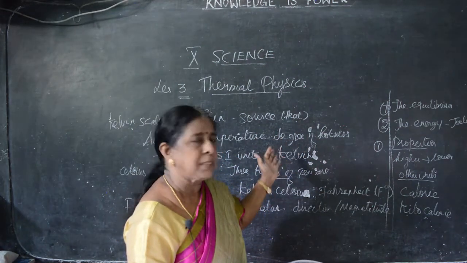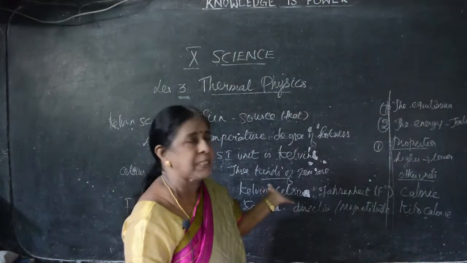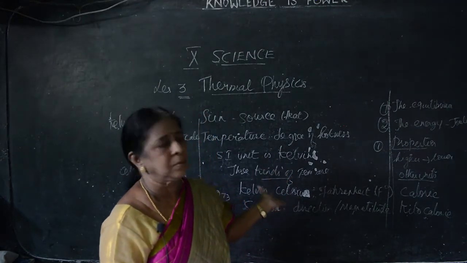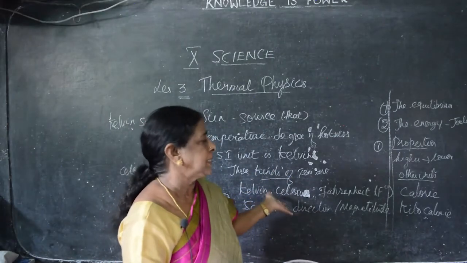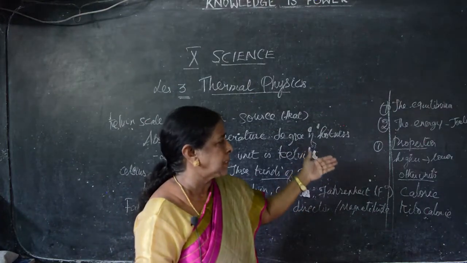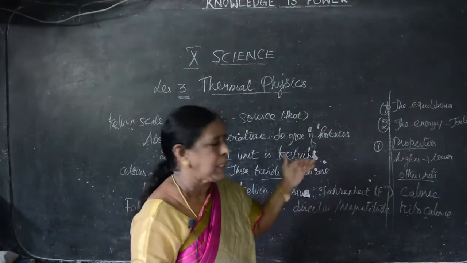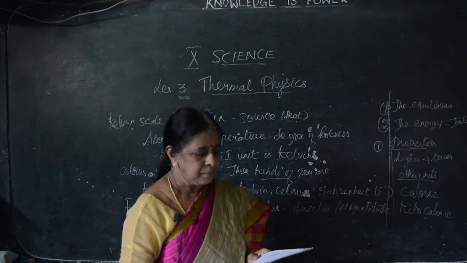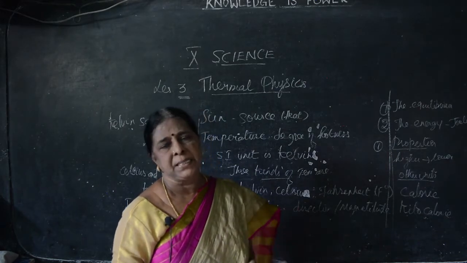So, the units, as I said already. The temperature scales are Kelvin, Fahrenheit and then Celsius. Then heat we measure in joule, calorie, kilocalorie. Clear? Then what are the effects of the heat energy?